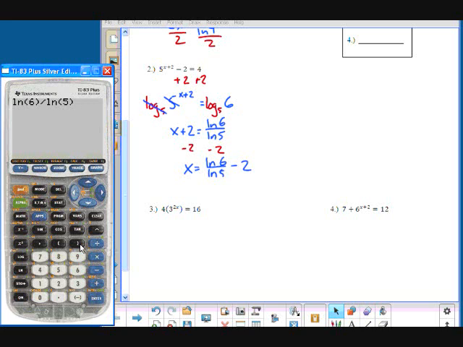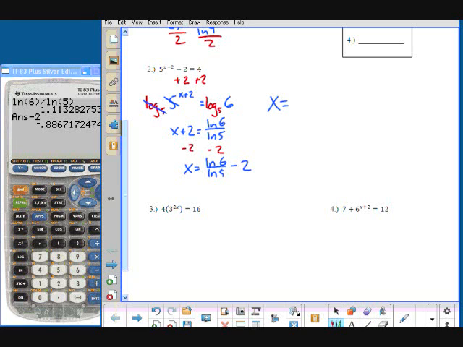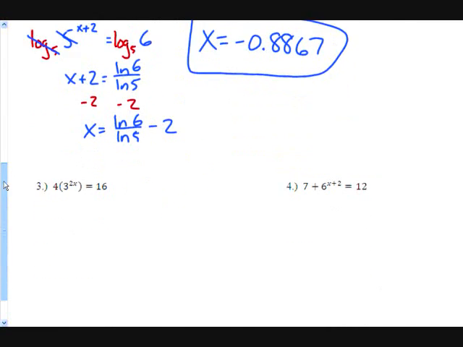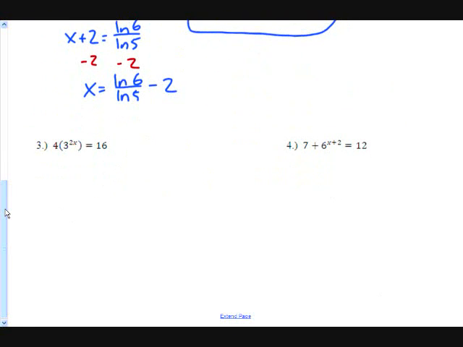And the easiest thing to do is to make sure that you control the order of operations for the calculator. I hit enter, minus 2, enter again. So it gives me an x value of negative 0.8867. Okay? And in this case, yeah, negatives are all right here because I'm talking about exponents, all right? I'm not talking about logarithms where we have to get rid of the negative answers.